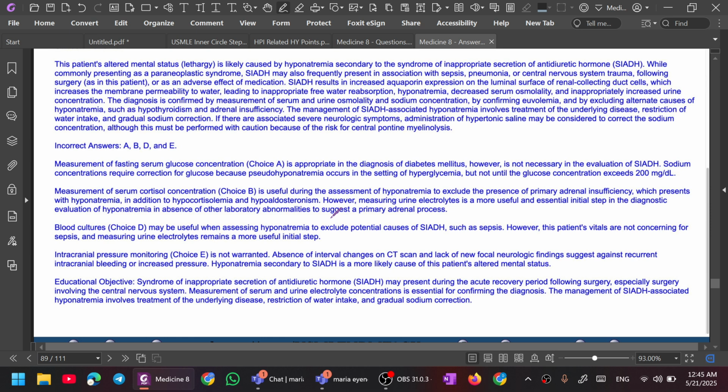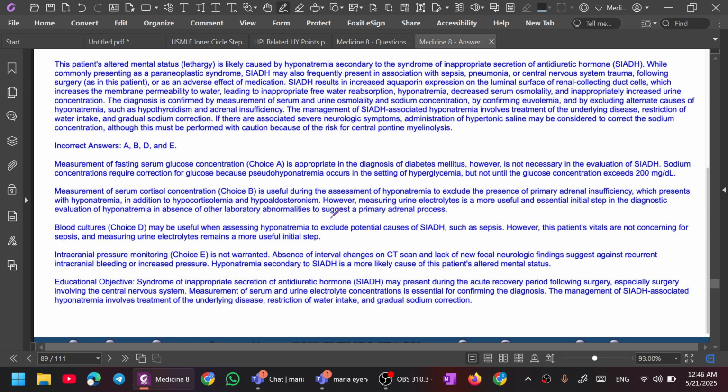SIADH results in increased aquaporin expression in the luminal surface of the renal collecting duct cells, which increases the membrane permeability to water, leading to inappropriate free water reabsorption, hyponatremia, decreased serum osmolality, and inappropriately increased urine concentration. The diagnosis is confirmed by measurement of serum and urine osmolarity and sodium concentration, by confirming euvolemia, and by excluding alternate causes of hyponatremia, such as hypothyroidism and adrenal insufficiency.